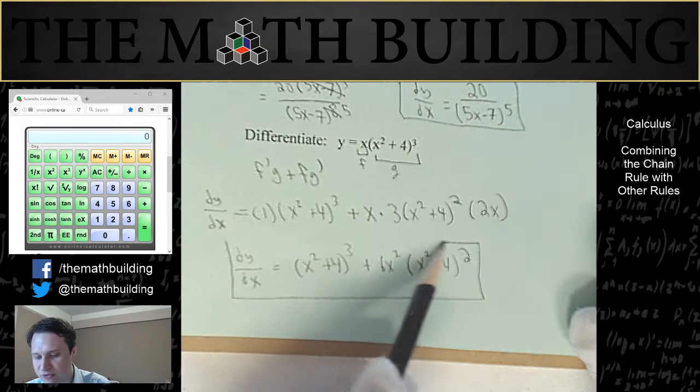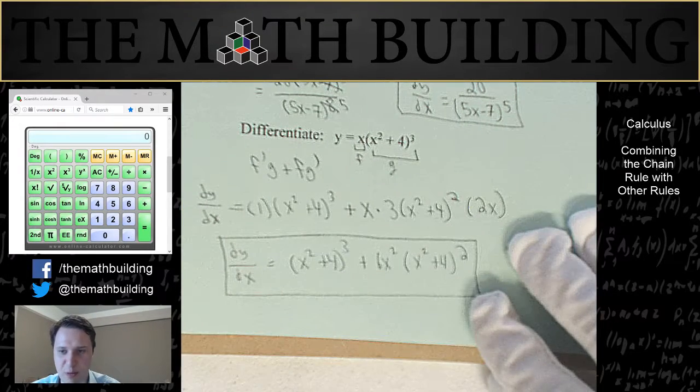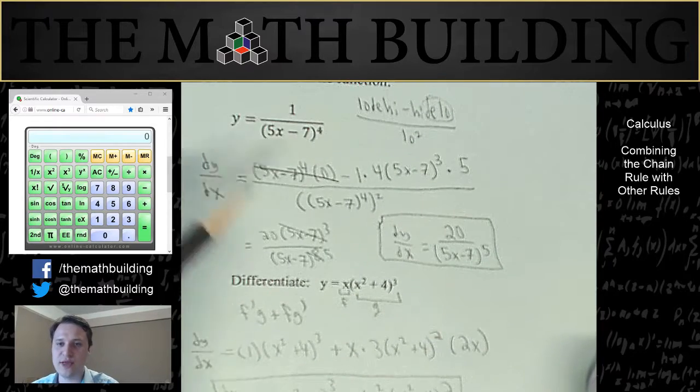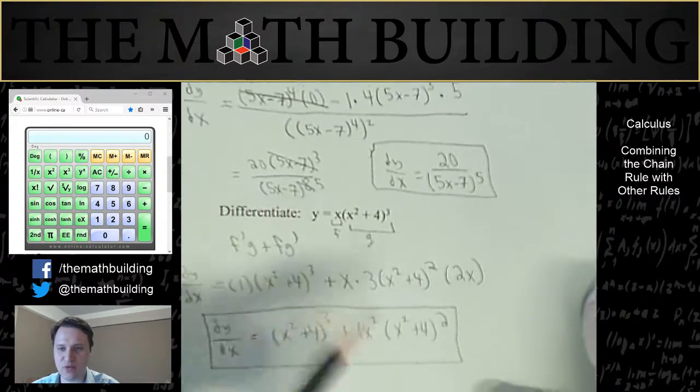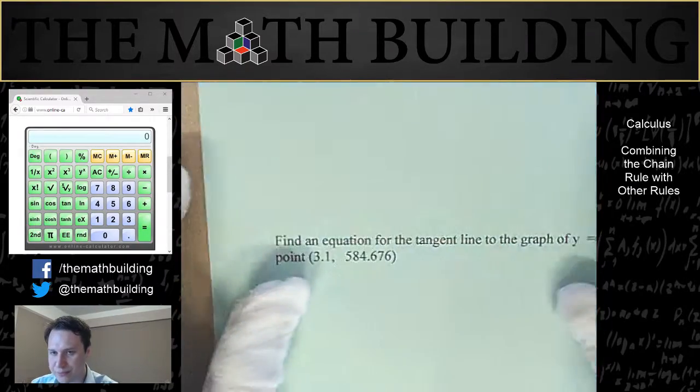If you wanted to, you could FOIL this all out and maybe put it in standard form if you wanted, but for our purposes, I think that's good enough. So we had the chain rule inside of a quotient rule and the chain rule inside of a product rule. Let's look at a slightly different example.